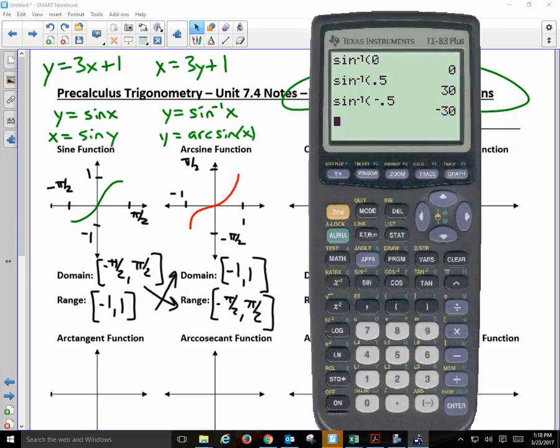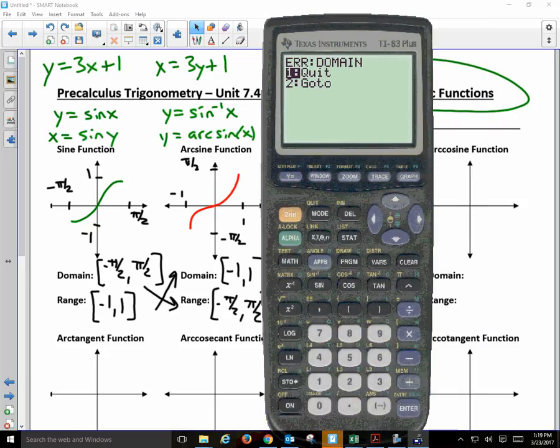Watch what happens when I plug in a value outside of negative 1 and 1, like 1.01. I get a domain error. It can't handle that kind of a value. Did we already know that? Yeah. The difference is now we're recognizing this as a function, and that's why it spits out these values. Okay? Cosine's a little bit different.